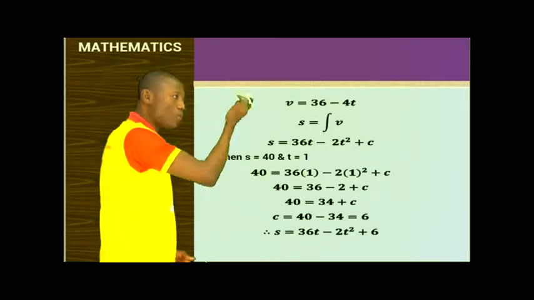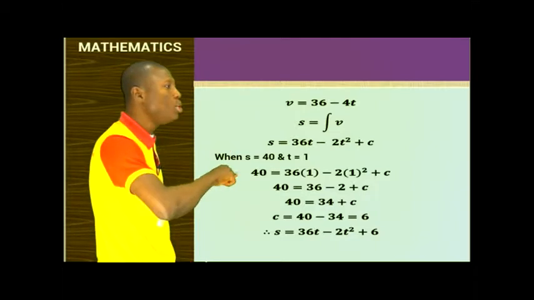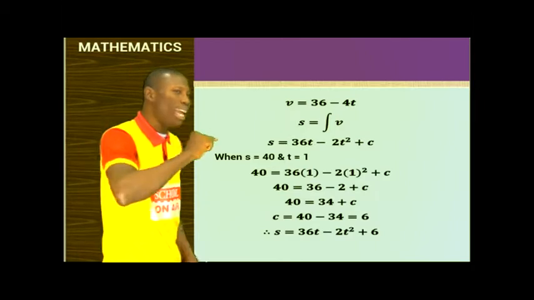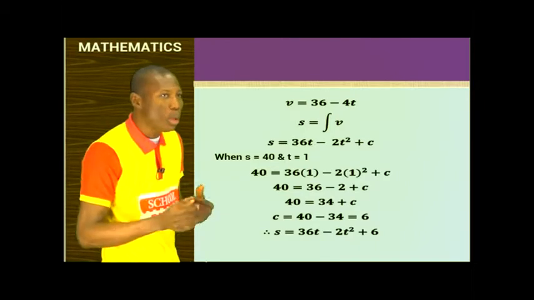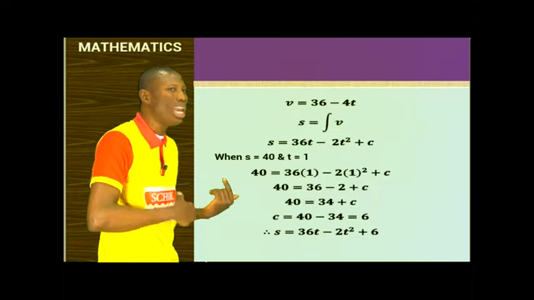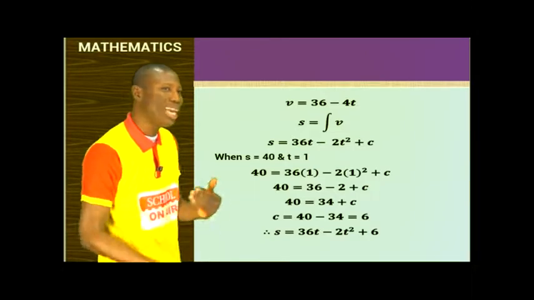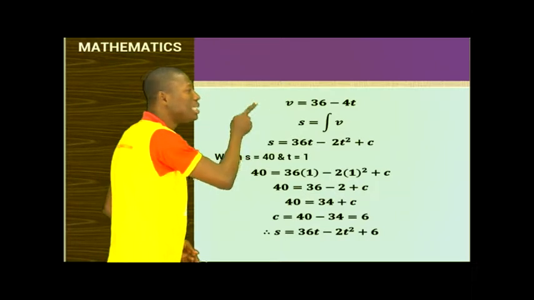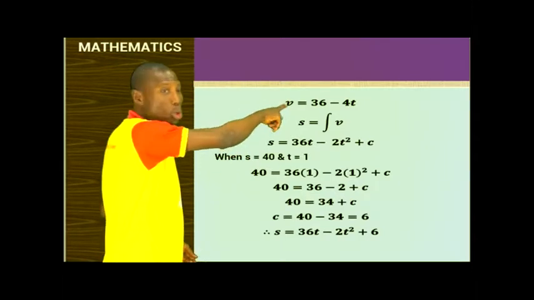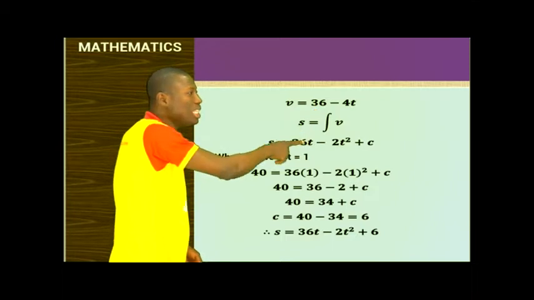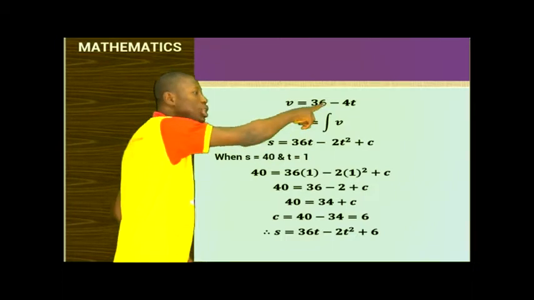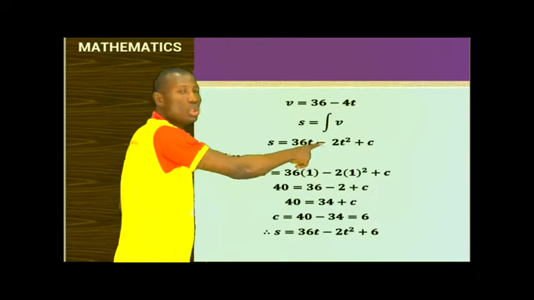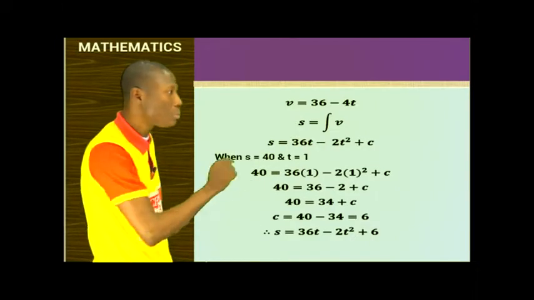I have v from the question is equal to 36 minus 4t. When you have displacement and you differentiate it with respect to time, you get v. Now when you have v and you want to get s, you integrate v to get s. So to get s here, I need to integrate this v, which is velocity. So what is the integration of this function? The integration of this function is 36t minus 2t squared plus c.